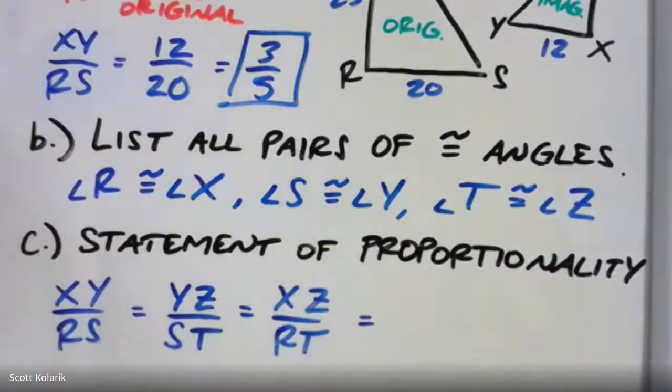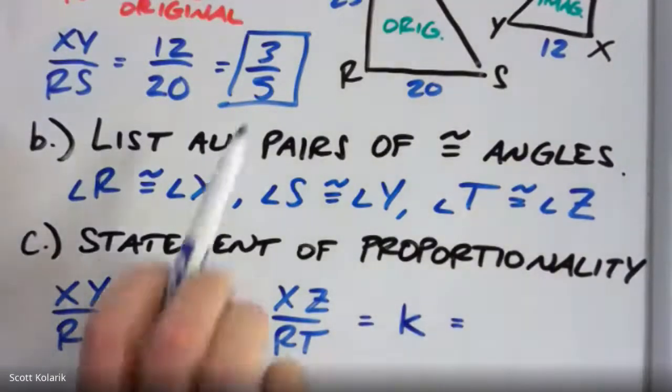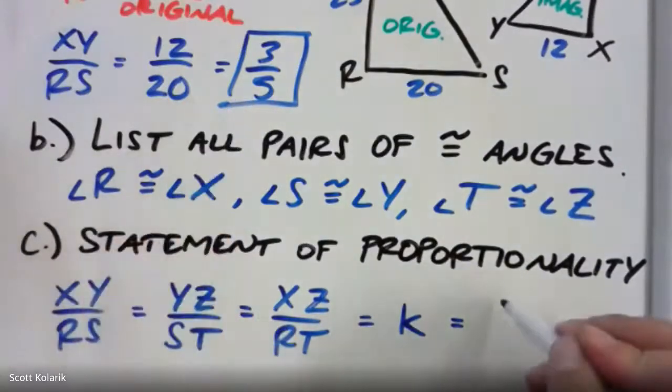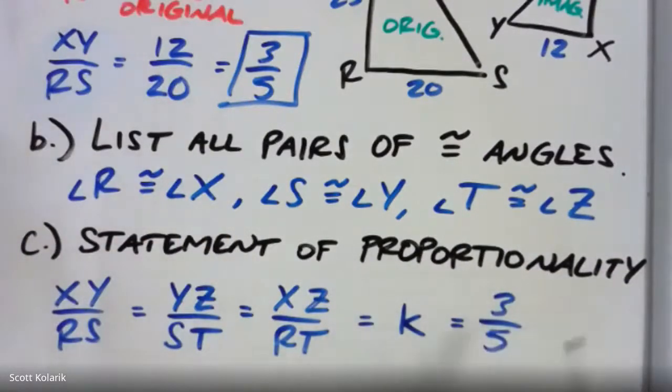All three of these ratios have to reduce to the same scale factor K. I happen to know what this value is now because in part A, we reduced that down to 3/5. So whatever those side lengths end up being, all three of them need to reduce down to this 3/5 scale factor ratio. And there's your statement of proportionality.